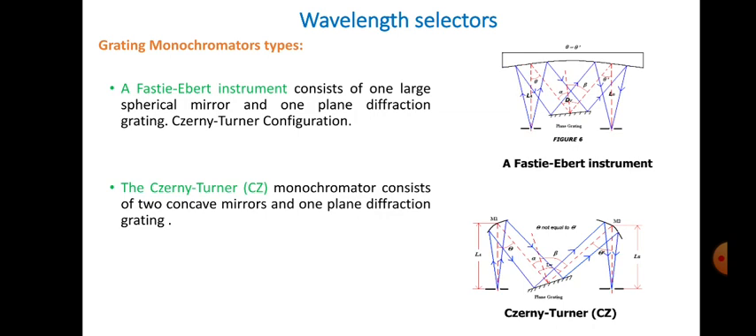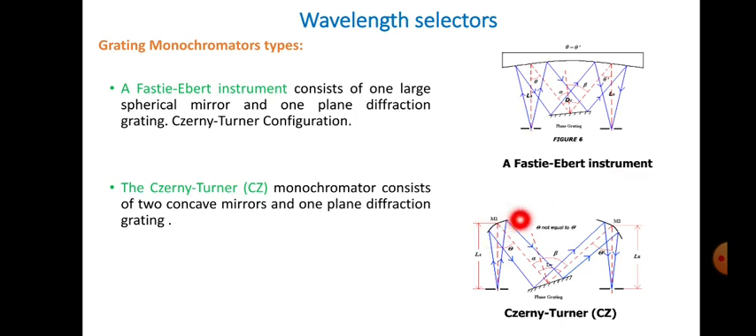So these grating monochromators can be of two types again. Here you can see in the diagram, this is the first type, referred to as the Czerny-Turner instrument, where it uses one large spherical mirror and one plane diffraction grating, okay. And then we have this second type of grating monochromator, that is the Czerny-Turner grating monochromator. It consists of two concave mirrors and one plane diffraction grating, okay.